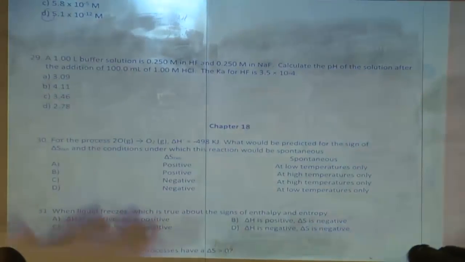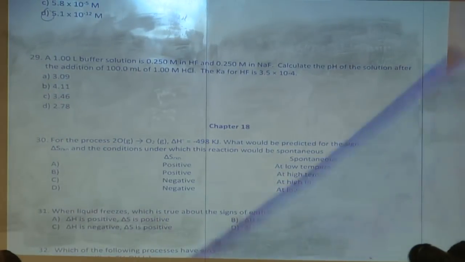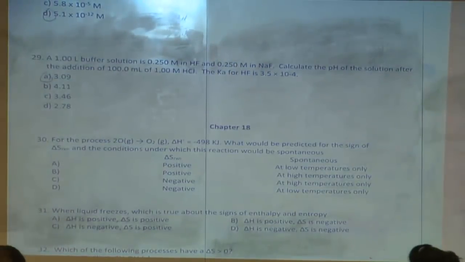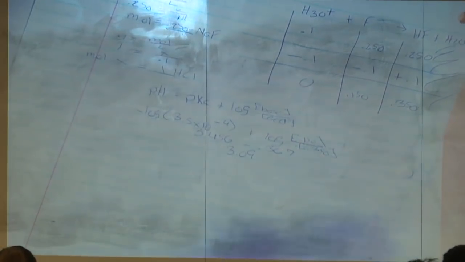So for 29, we should get A. Anybody have any questions? So it's going to be 3.19. No questions? Okay. So it's 3.09. Yep. Okay.